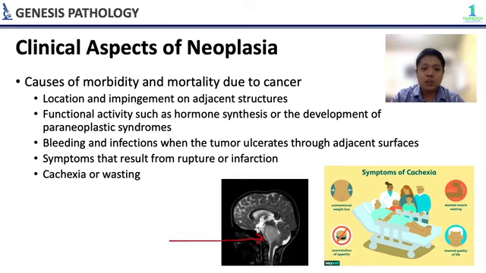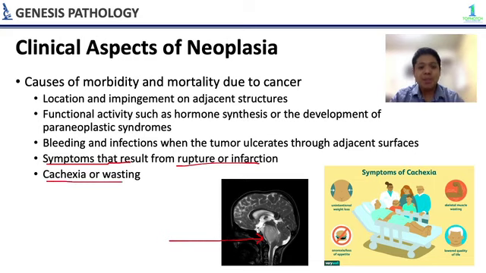And then you also have functional activities such as hormone synthesis or the development of paraneoplastic syndromes, bleeding and infections when the tumor ulcerates through adjacent surfaces. So for example, sa colorectal CA, pwede siya mag-ulcerate, pwede mag-bleed. Tapos yun yung presenting symptom niya, di ba? And then yung symptoms that result from rupture or infarction. And then lastly, you have cachexia or wasting.